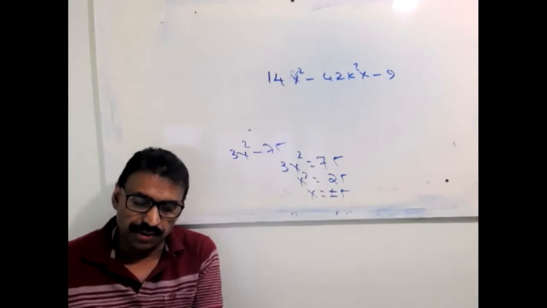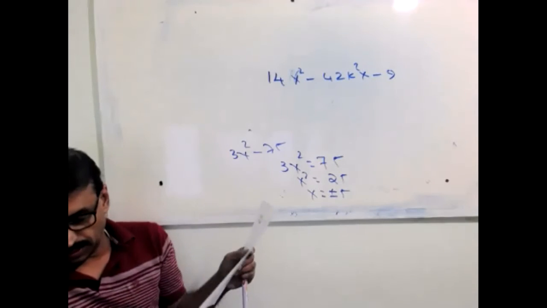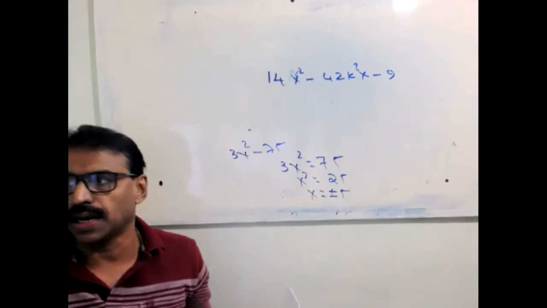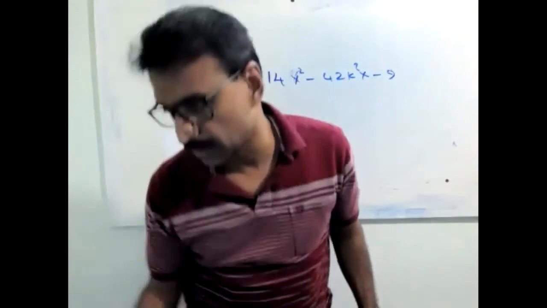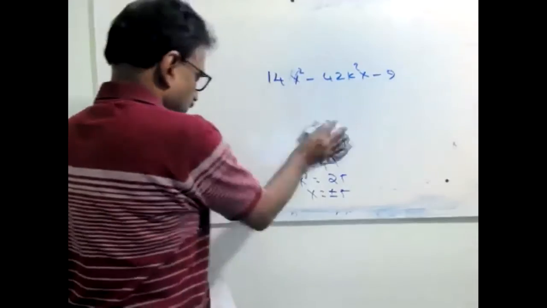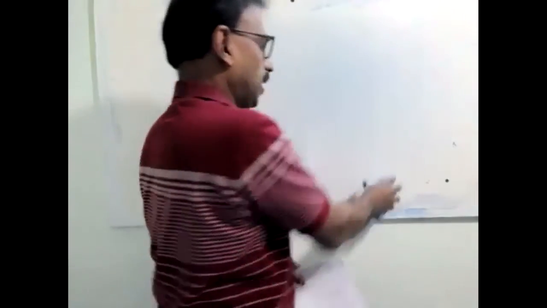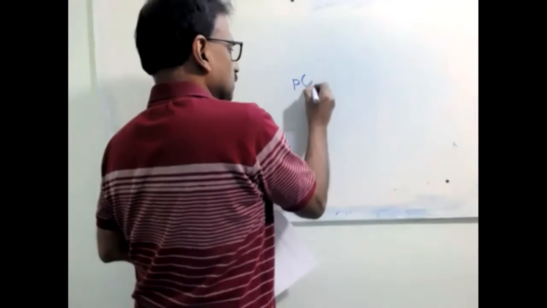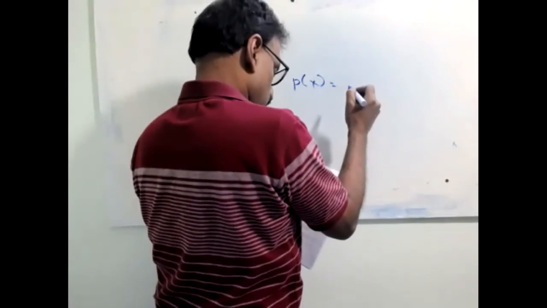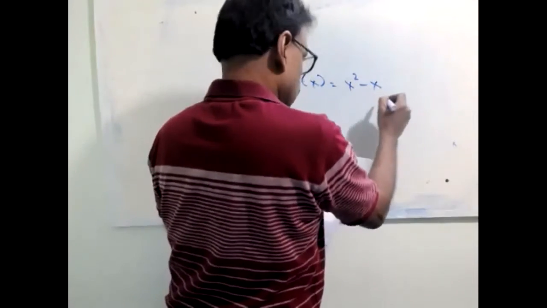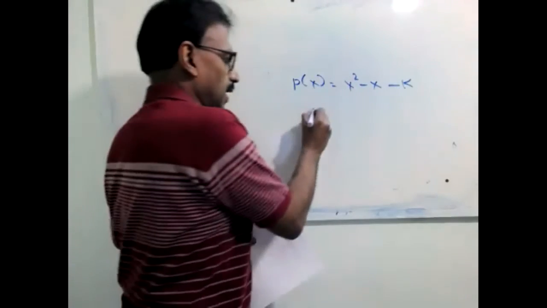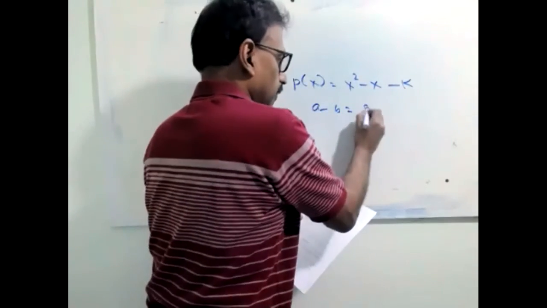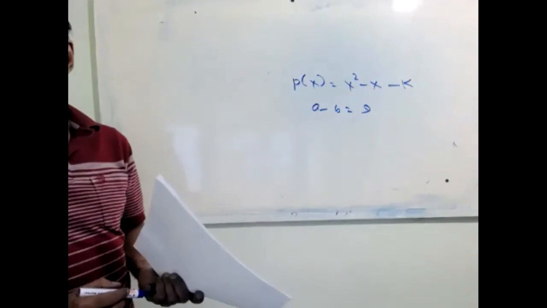If a and b are the zeros of the polynomial p of x equal to x square minus x minus k, such that a minus b equal to 9, find a and b.